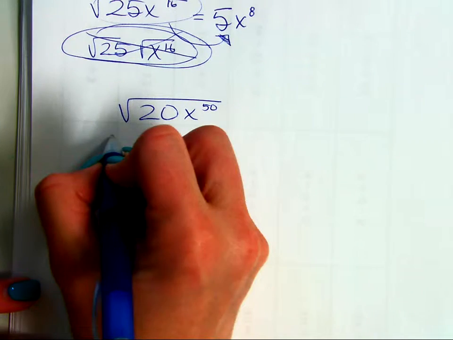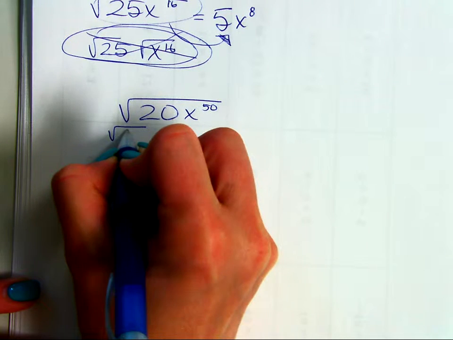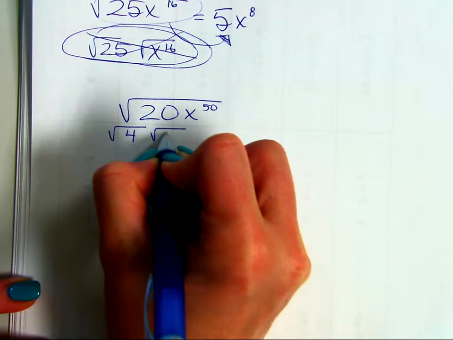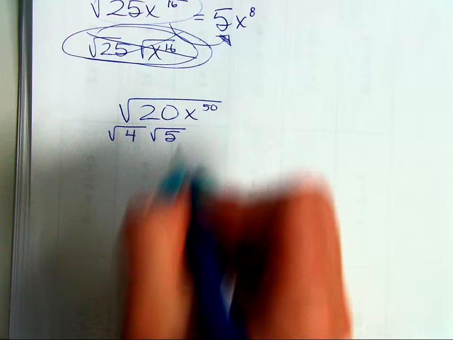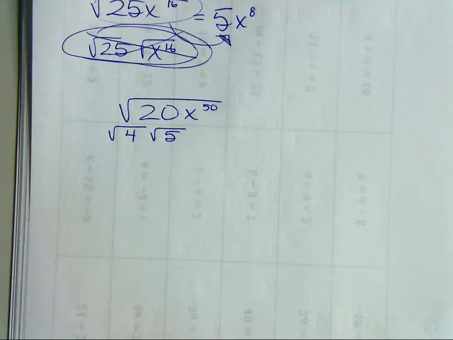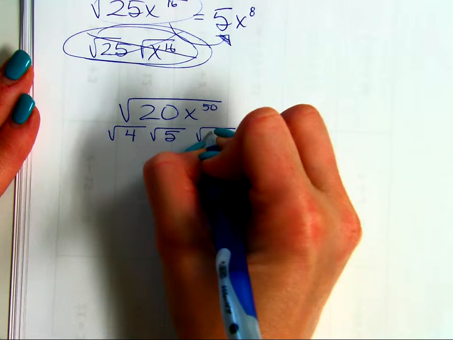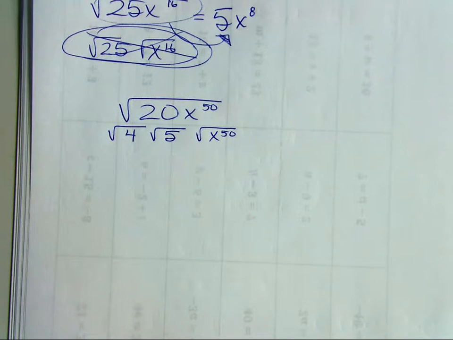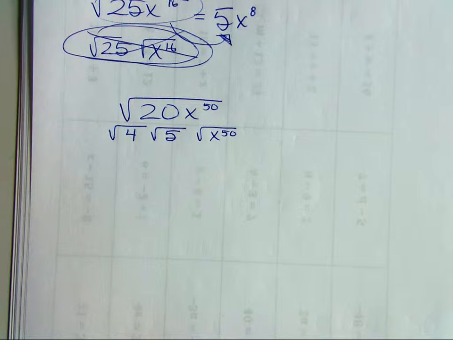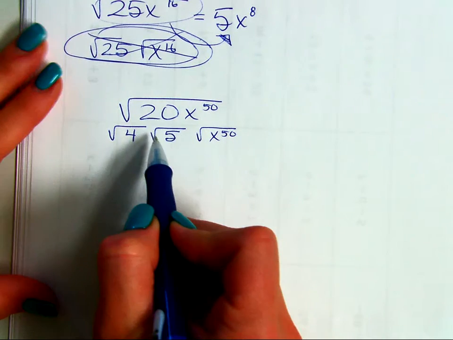You're going to take that 20 and make it the square root of 4 times the square root of 5. And I know you are so tempted right now to just take that x to the 25th out right now. Don't do it. I will keep saying it. You'll see why. You'll thank me later. So the first step in breaking any radicals down, when you simplify them, is to just separate everything. Separate that 20 into the 4 and the 5. Separate that x to the 50th.